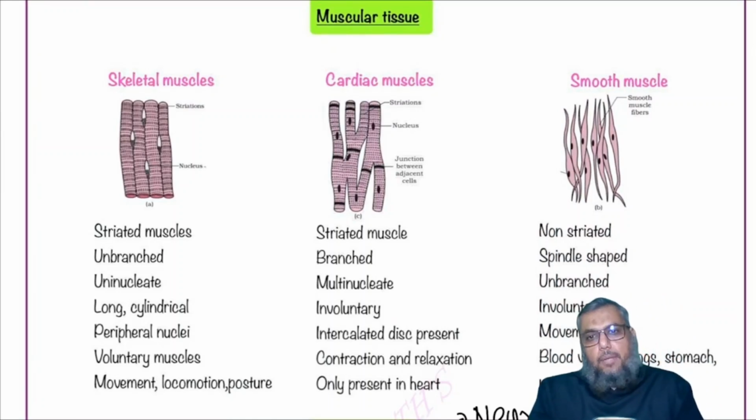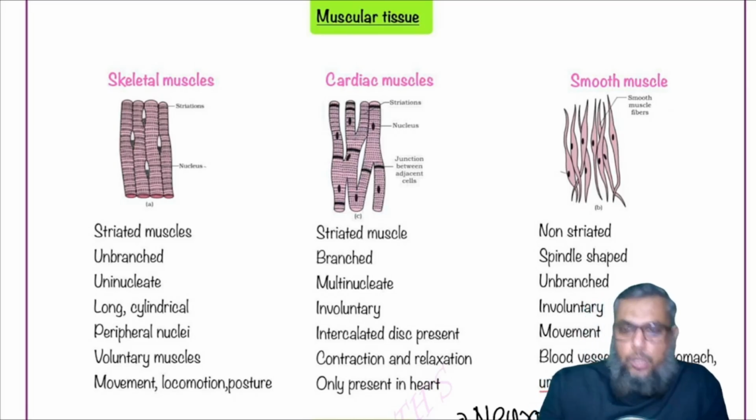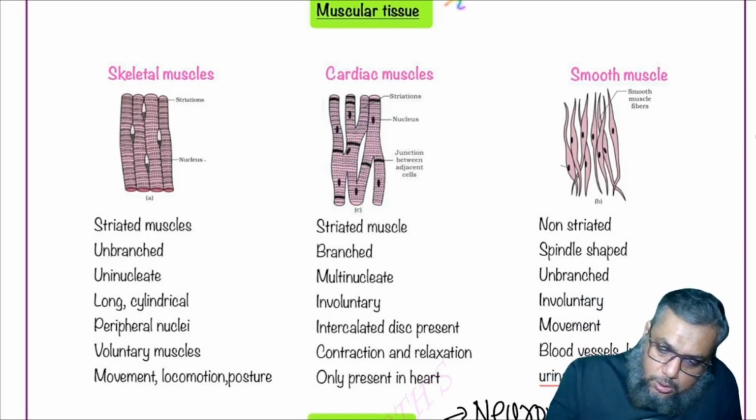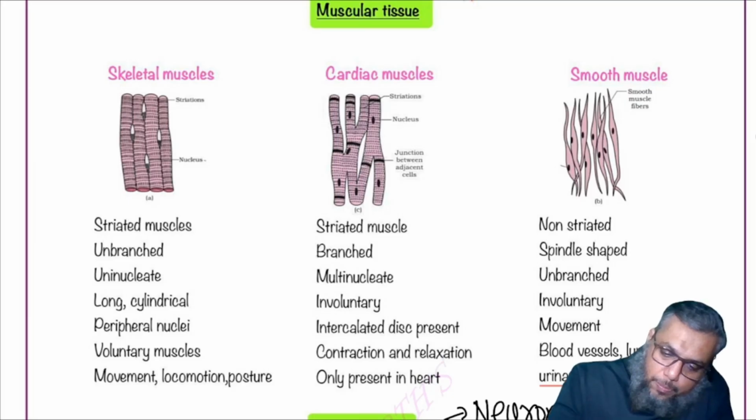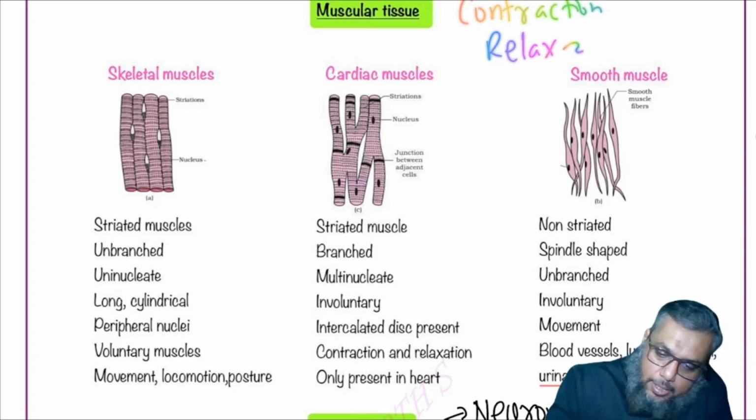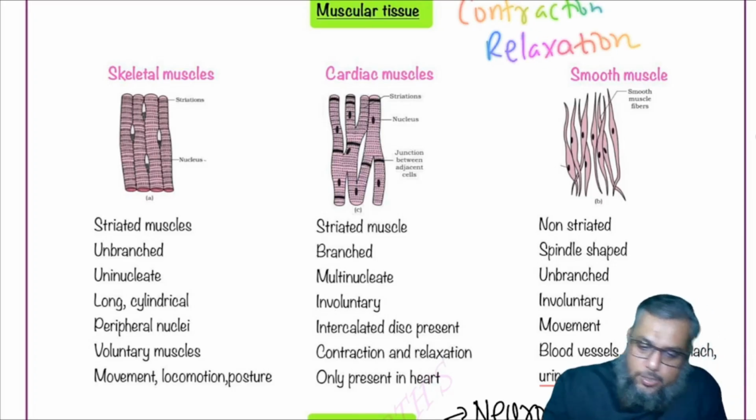So let us come to the third type of tissue, that is the muscular tissue. The muscular tissues are mesodermal in origin, and the property of the muscular tissue is it can undergo contraction and relaxation.